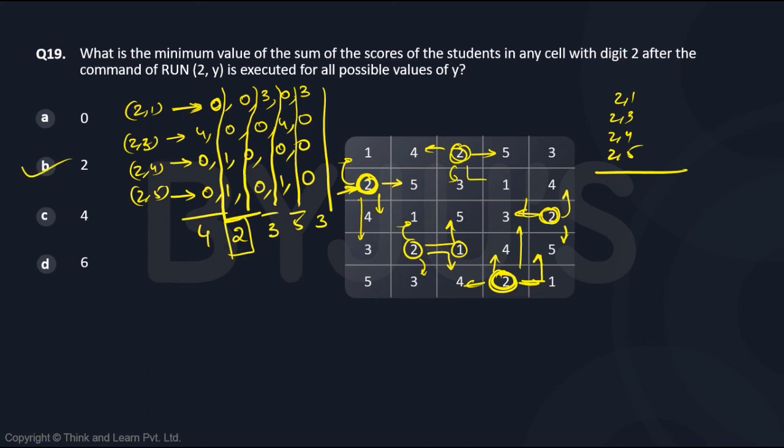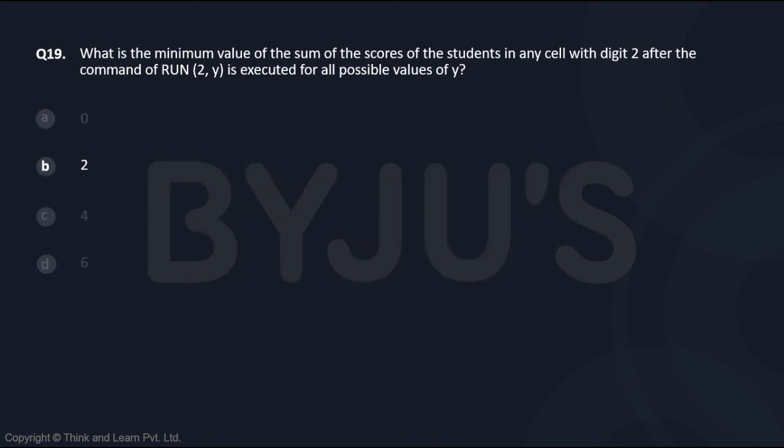Okay, so the meaning you need to understand, for every student you are running 2 comma 1, 2 comma 3, 2 comma 4, 2 comma 5 and then adding them up, which means 2 comma 1 here is 0, 2 comma 3 is 4, 2 comma 4 is 0 and 2 comma 5 is 0. So the first student total will be 4. So it's a vertical addition. So this minimum will be 2, which is option number B.